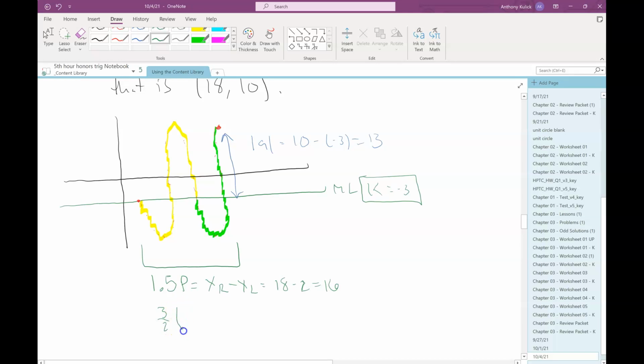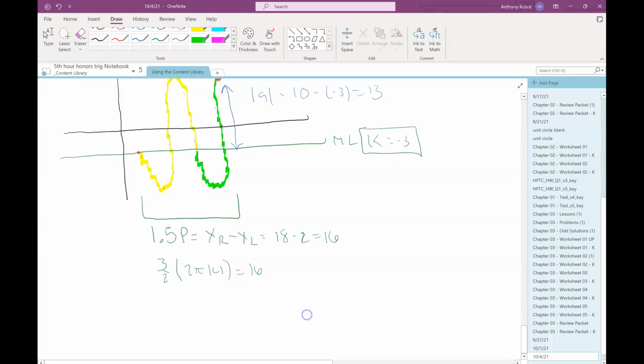So actually, instead of writing it as 1.5, I'll write it as 3/2, because it'll just make the arithmetic here a little bit more obvious for me. It's kind of gross there, huh? Where my C is going to be 16 divided by 3 pi.